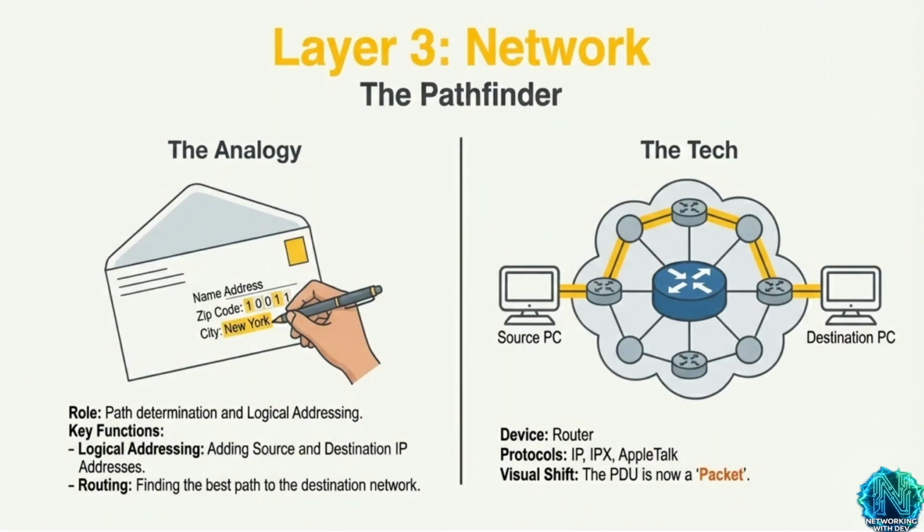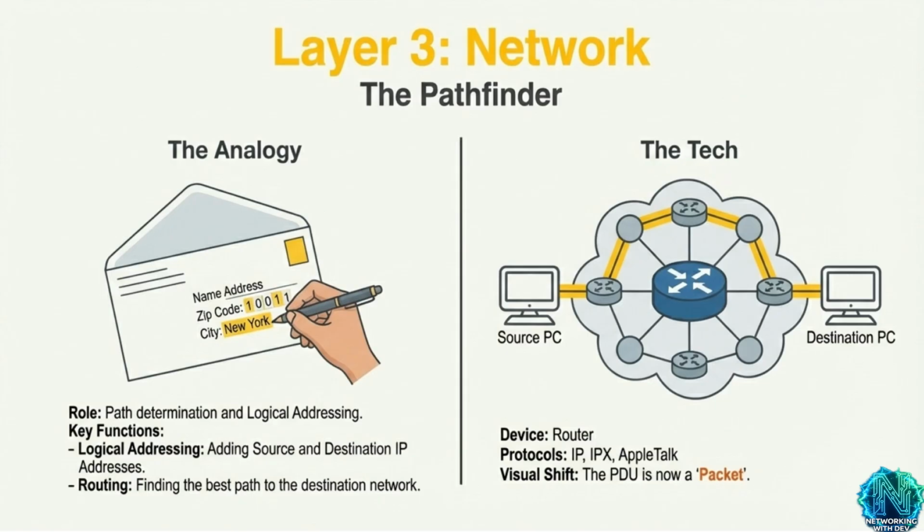Having determined how our data will flow, we now step into Layer 3, the network layer, famously known as the Pathfinder. If you look at our analogy on the left, this stage is exactly like writing the final delivery details on your envelope, specifically the zip code and city. Without this information, the post office wouldn't know which general region to send your letter to. In our digital world, this layer handles the critical logistics of the journey. It is responsible for path determination and logical addressing.